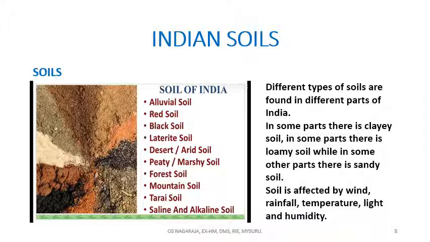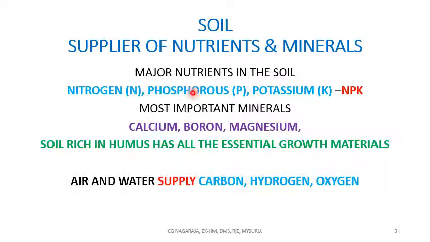Now we have to select which type of soil. Here I have shown you soil is the supplier of nutrients. Plants require both nutrients and minerals. Major nutrients are nitrogen, symbol N, phosphorus, symbol P, potassium, symbol K, normally called NPK. They are the major source of nutrients for the plants. Most important minerals present in the soil are calcium, boron and magnesium. These are very important for healthy plant growth.